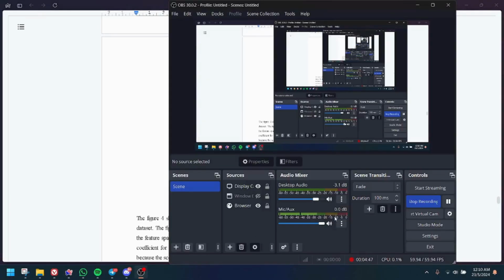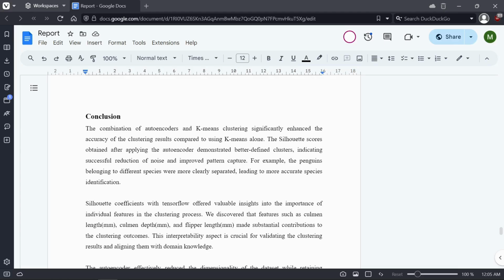And finally, the conclusion. The combination of autoencoder and k-means clustering significantly enhances the accuracy of the clustering result compared to using k-means alone. The silhouette score obtained after applying the autoencoder demonstrates better defined clustering, indicating successful reduction of noise and improved pattern capture. For example, the penguins belonging to different species were more clearly separated, leading to more accurate species identification.